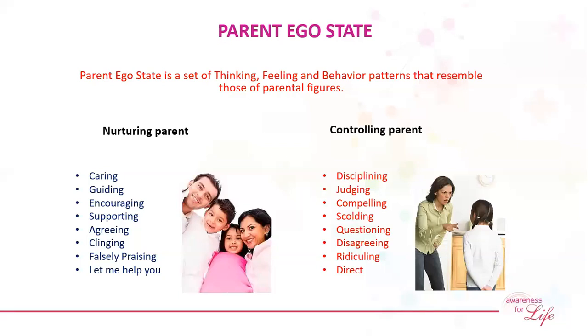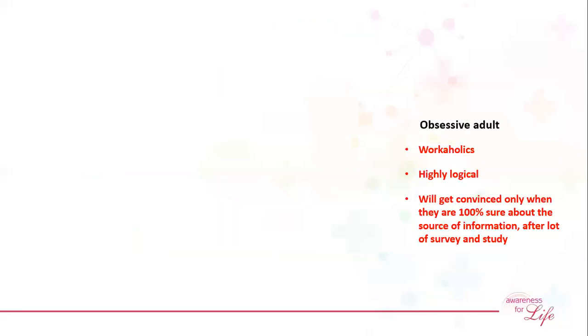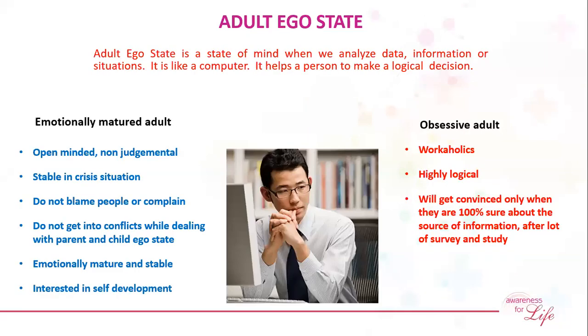Now, what will be more dominant, whether I'll be more of a nurturing parent or more of a controlling parent, completely depends on my recordings in my childhood days. Right? So I hope you're getting this point. Definitely both these parameters are in each one of us. The only thing is, which one is more dominant completely depends on our recordings from 1 to 5 years of age. Now let us talk about this adult ego state. The good part of this emotionally matured adult is that it always tries to be stable in crisis situations.